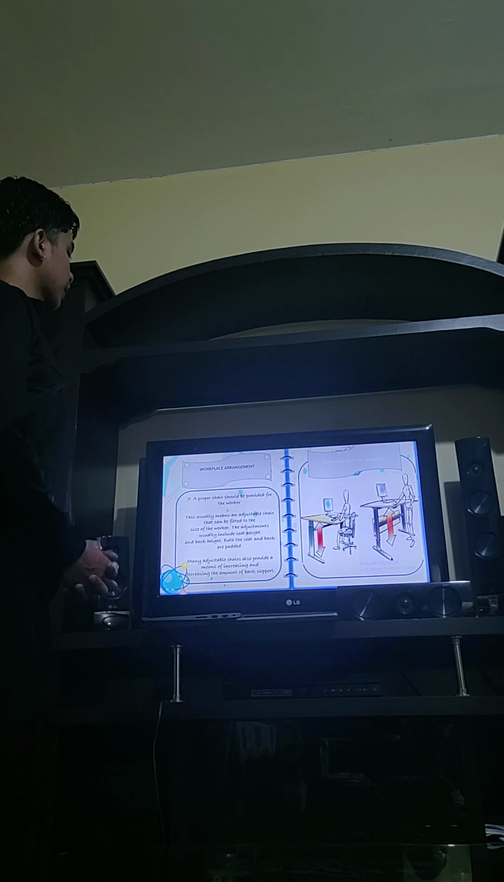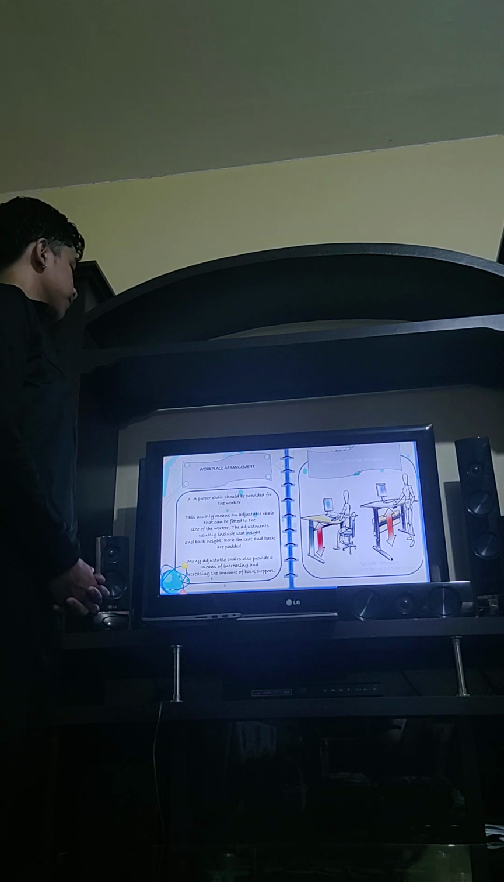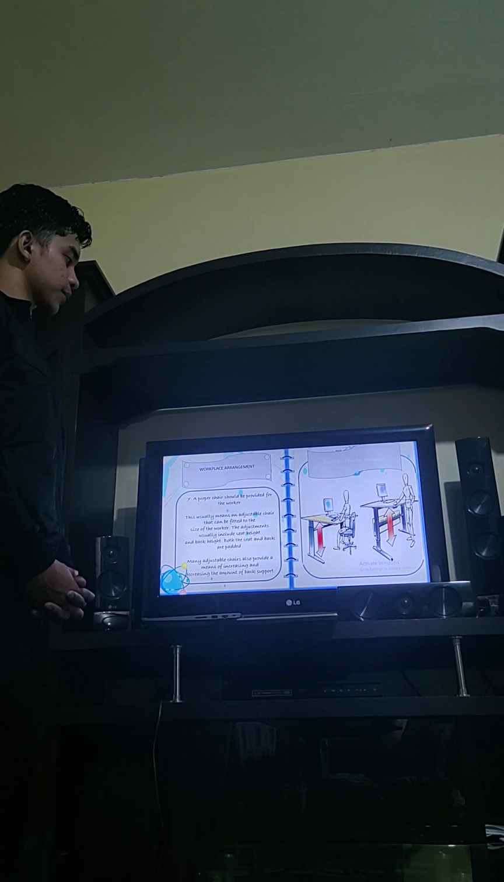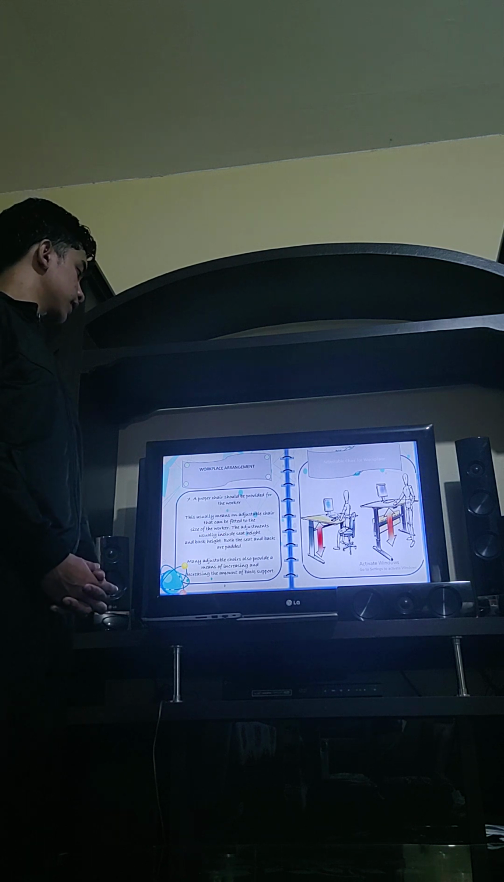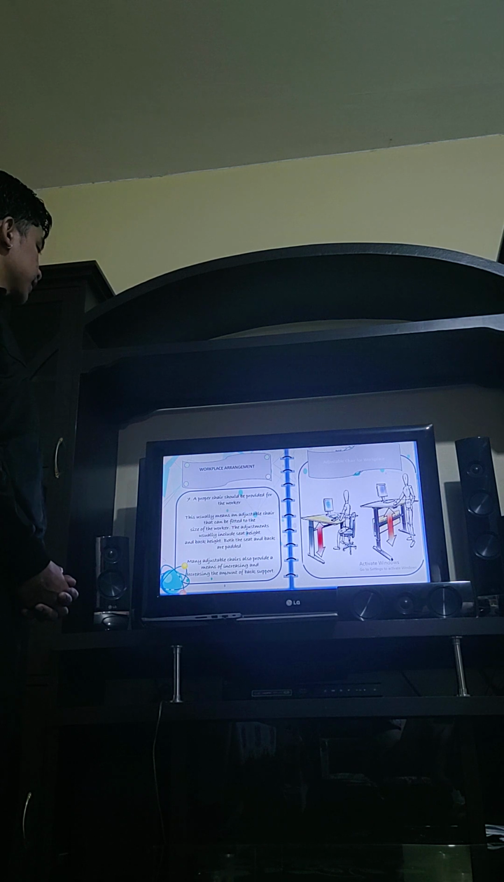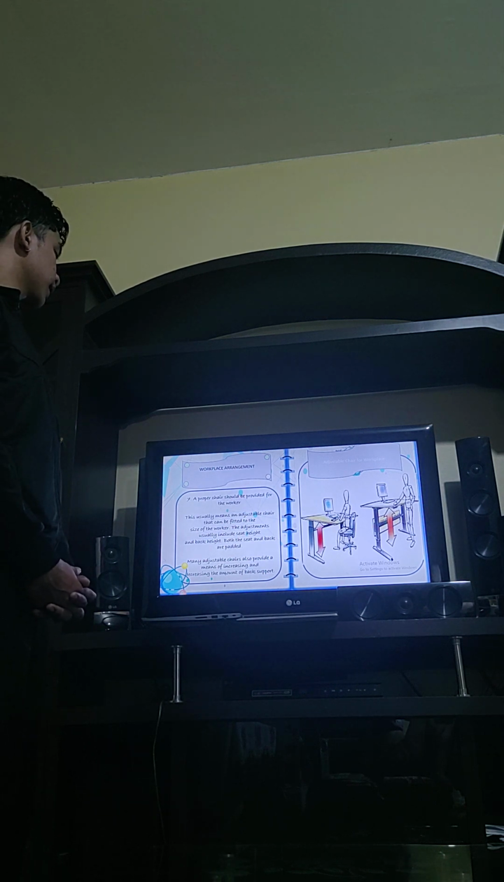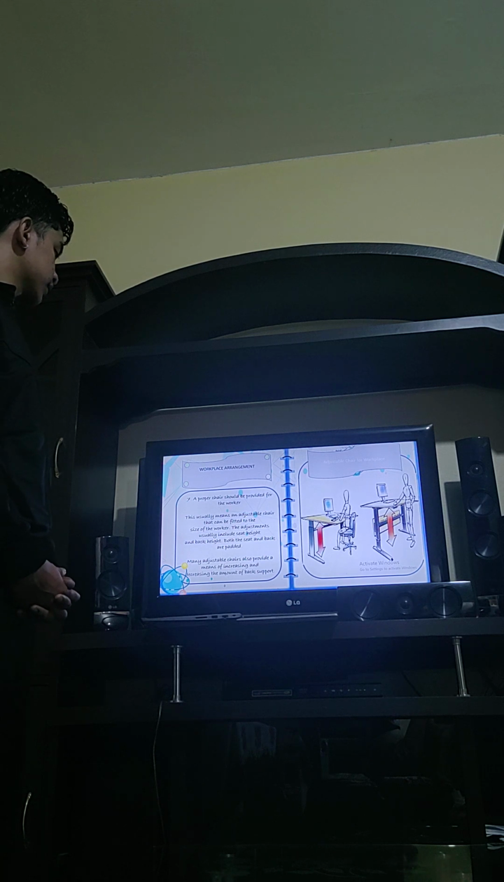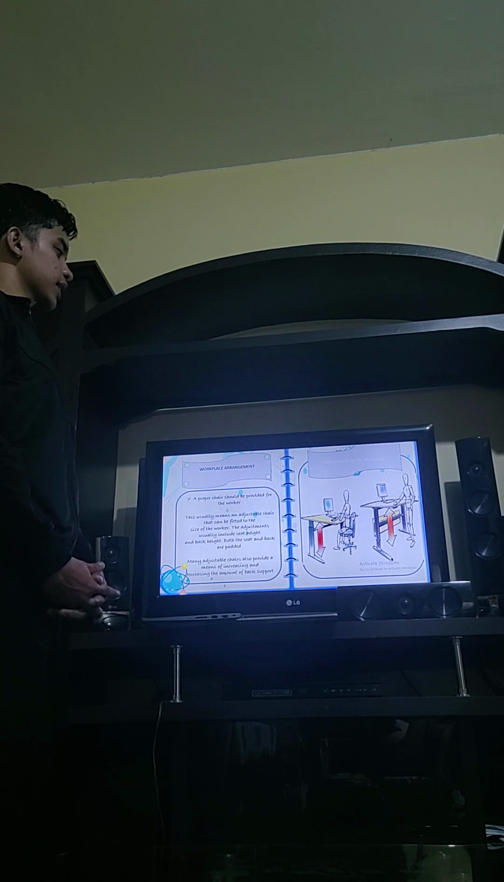For number 7, a proper chair should be provided for the worker. This usually means an adjustable chair that can be fitted to the size of the worker. The adjustments usually include seat height and back height. Both the seat and back are padded. Many adjustable chairs also provide a means of increasing and decreasing the amount of back support.